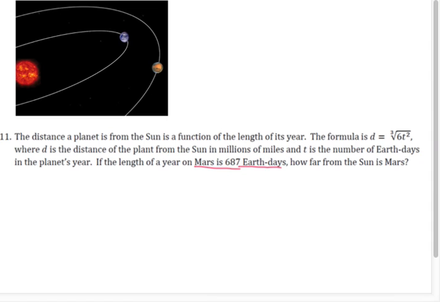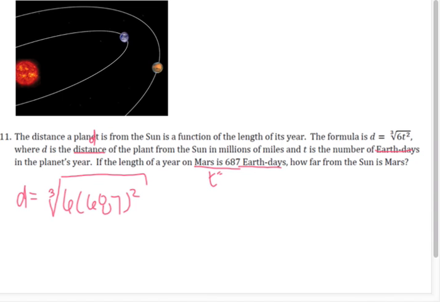So we need to figure out which value is 687. Well, d is the distance, and that's what we're trying to find. And t is the number of Earth days. Well, we know what t is. t is 687, so I'm going to plug that in. It's 687 squared. So what I would do is simplify what is underneath the cubed root sign before I go ahead and do that.